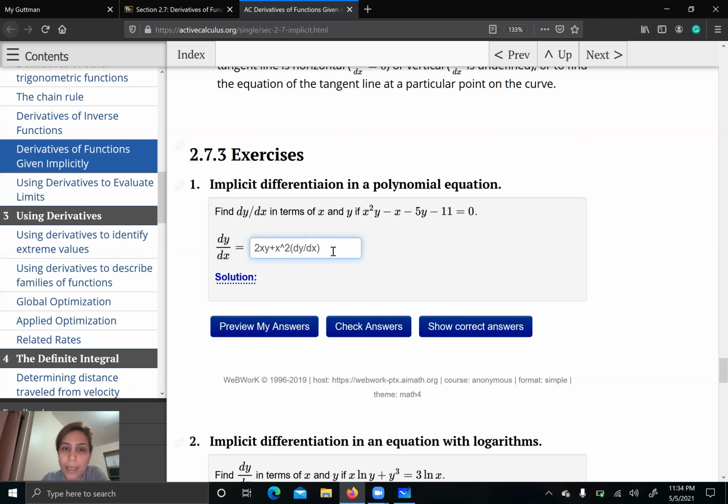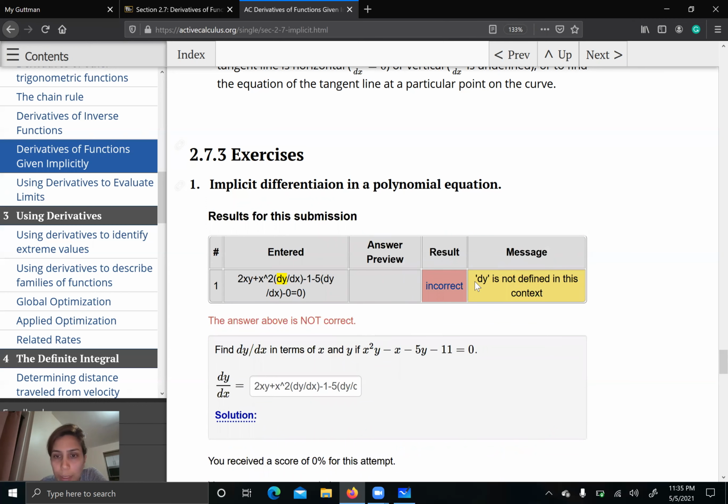Then minus five times... what is the derivative of x? It's 1. Minus 5, what is the derivative of y? The derivative of y is dy dx. And then the derivative of 11 is 0, equals the derivative of 0, which is 0.